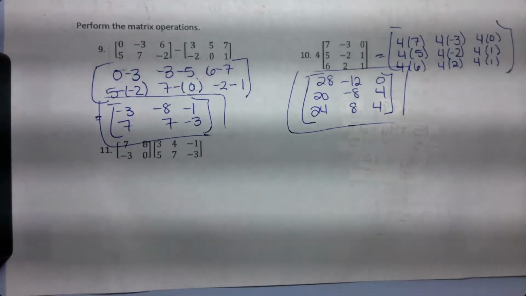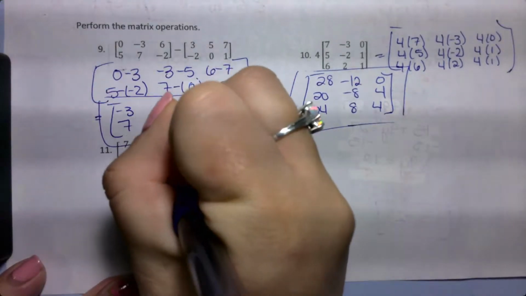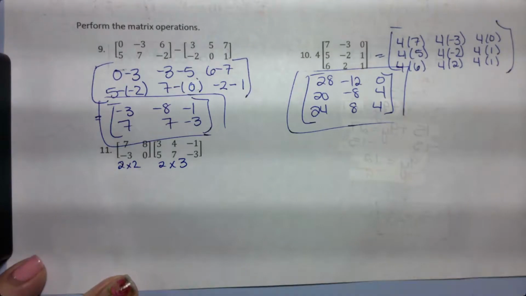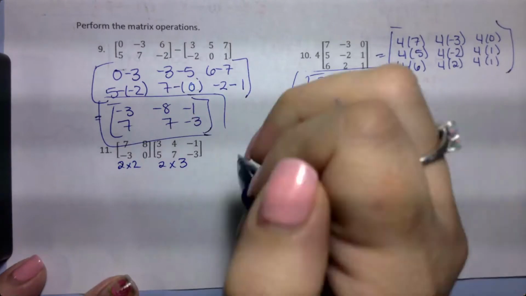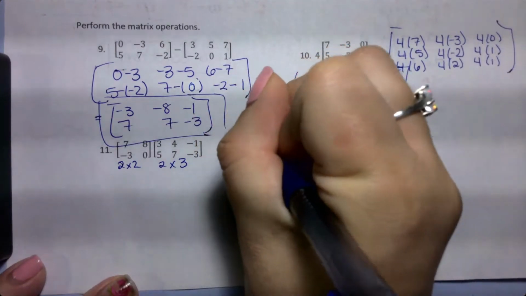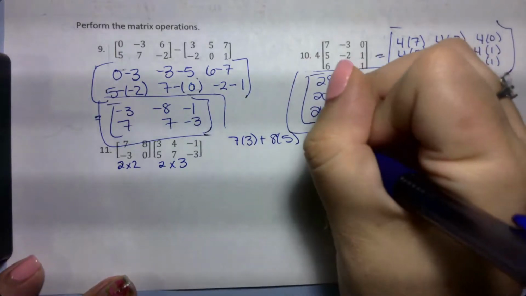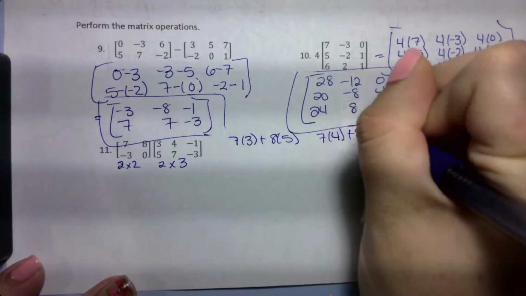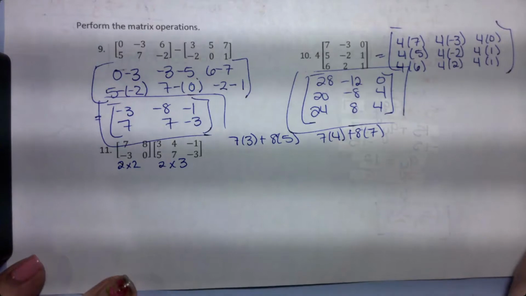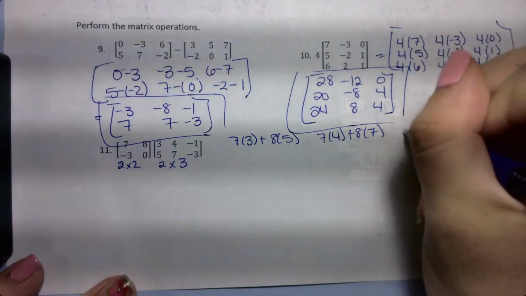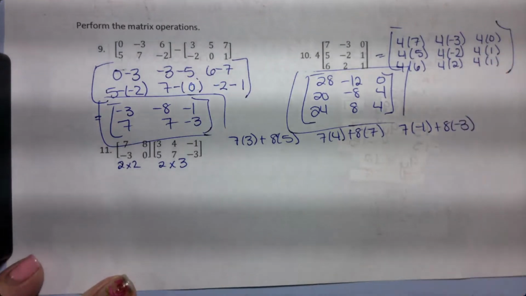And then on number 11, I'm doing matrix multiplication. I have a 2 by 2 and a 2 by 3. So I can multiply these together. I am going to multiply my row across by my column down. So I have 7 times 3 plus 8 times 5. Then I have my first row, second column, 7 times 4 plus 8 times 7. First row, third column is 7 times negative 1 plus 8 times negative 3.